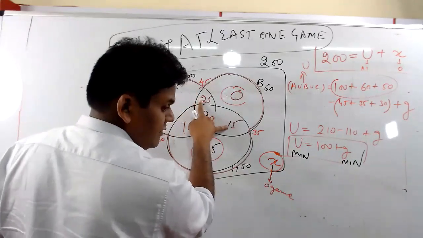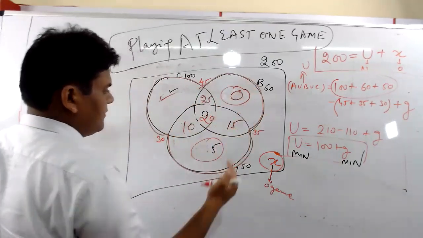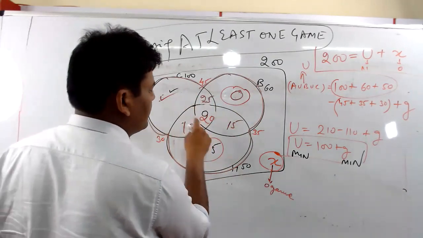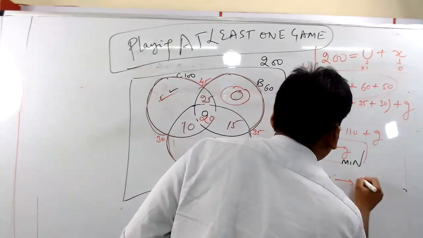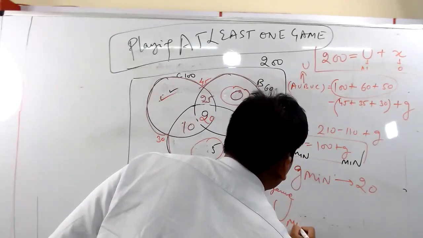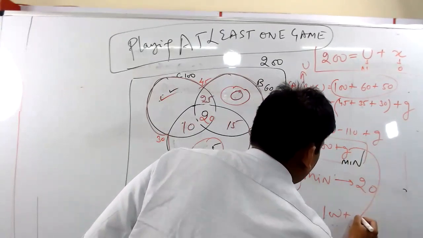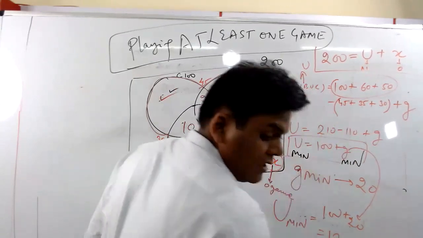25, 15, 40, 20, 60, this becomes 0. So all are positive. Cool. So that means what can be the minimum value of G? So G minimum can be 20. If G minimum is 20, U minimum is 100 plus the minimum value of G, which is 20. So this is 120.